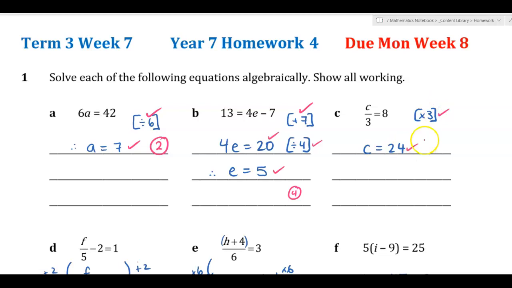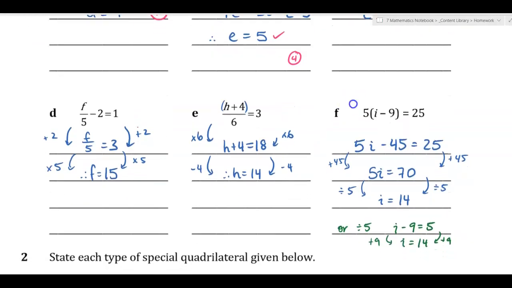C, you times both sides by 3, and you get C equals 24. How are we rolling with equations? Are we okay? Yeah? Okay. D. Now, for D, there is subtraction, so we have to undo that subtraction first by doing add 2, and we get F over 5 equals 3. Then we multiply both sides by 5, and we get F equals 15.